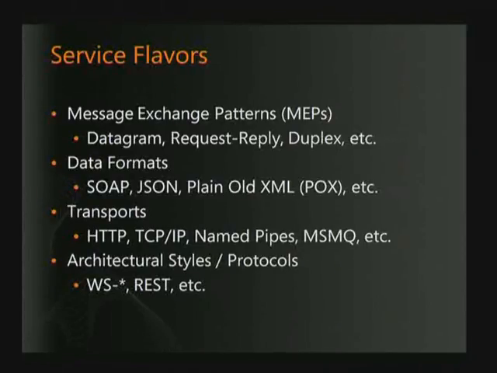SOAP, we all know what SOAP is. Probably, if you're in this room, I hope you know what SOAP is. JSON has gained popularity at a geometric rate over the past five years. JavaScript Object Notation is huge for AJAX applications and platforms like Silverlight. Plain old XML is just an XML bit going across the wire, and you can insert lots of others at will. Transports: there are all kinds of transports we need to use when building services. HTTP is clearly the most pervasive, probably the first one you think about, but we cannot exclude the other possible transports for services.